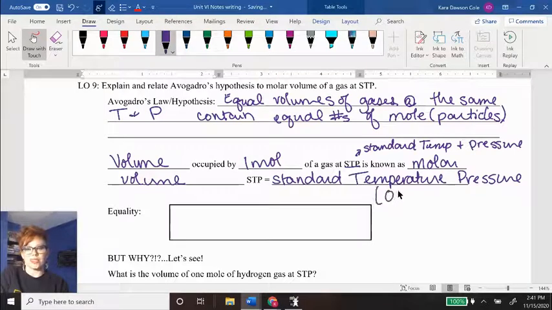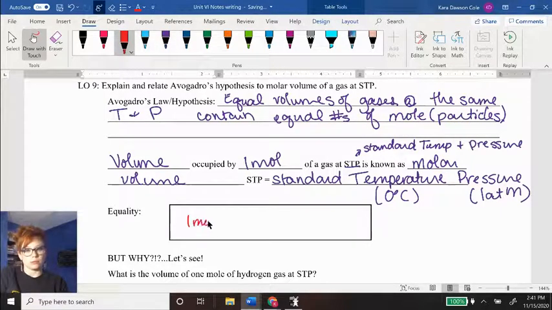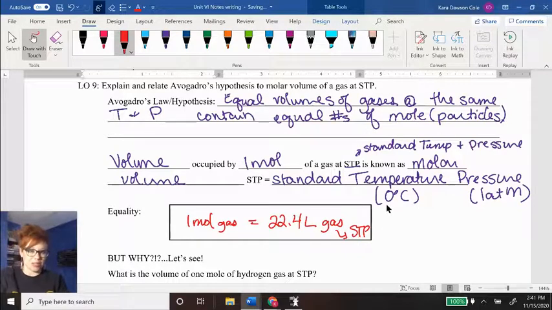Standard temperature is 0 degrees Celsius and standard pressure is 1 atm. So I like to say that STP goes from 0 to 1, 0 Celsius, 1 atmosphere. The equality here that we use is 1 mole of a gas is equal to 22.4 liters of a gas. Now that gas has to be at STP. We can't use that at any other value for temperature, pressure. It has to be at STP.